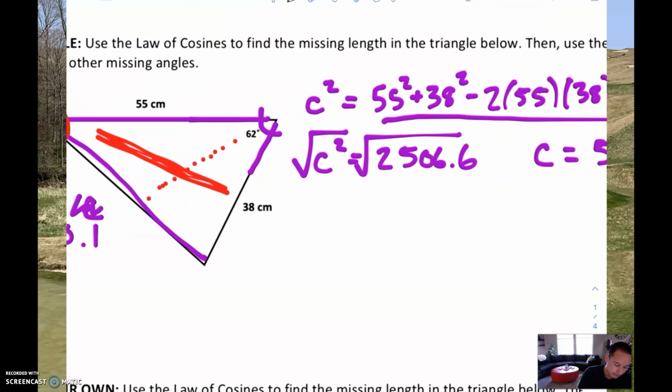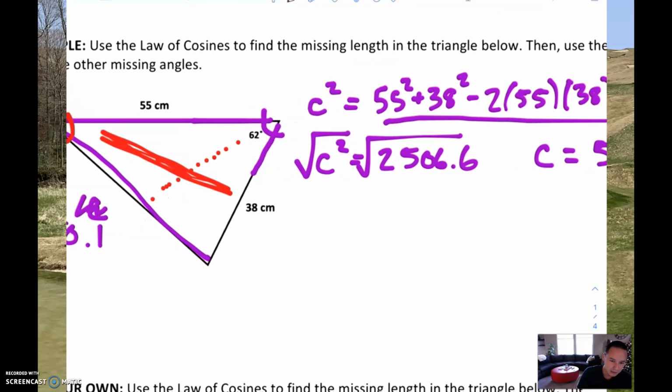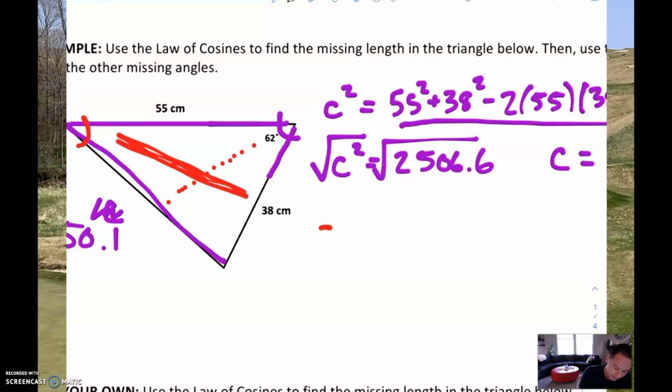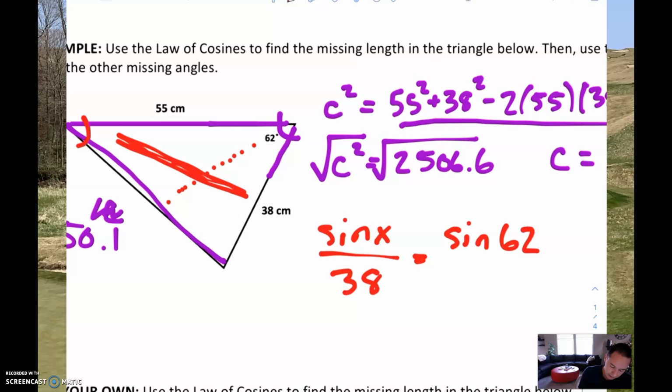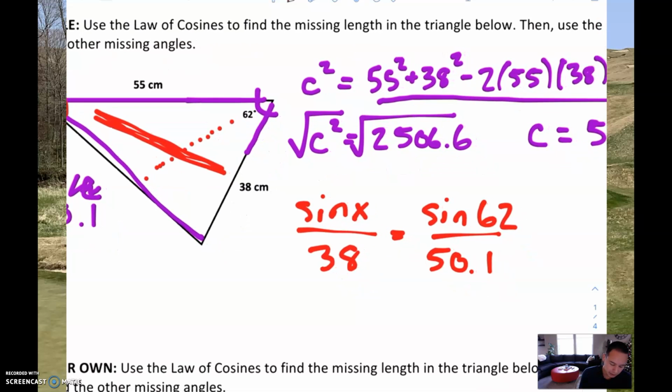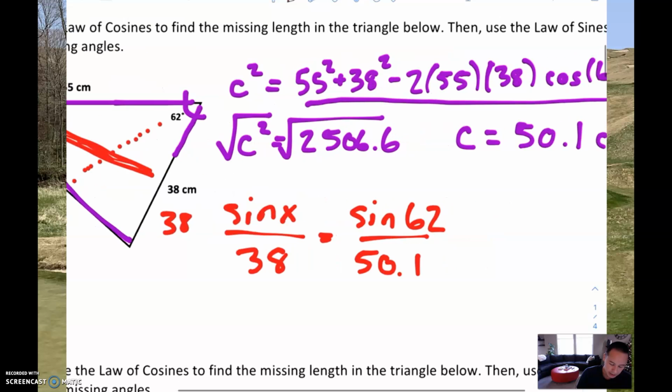So we're going to have, again, the variable on top. I'm going to have the sine of x matches with 38, the same way that the sine of 62 matches with 50.1. So we're setting those pairs equal to each other. To solve this one, you just multiply both sides by 38.